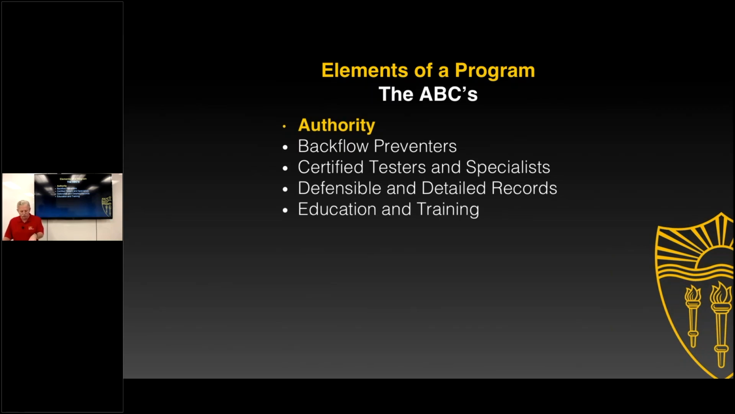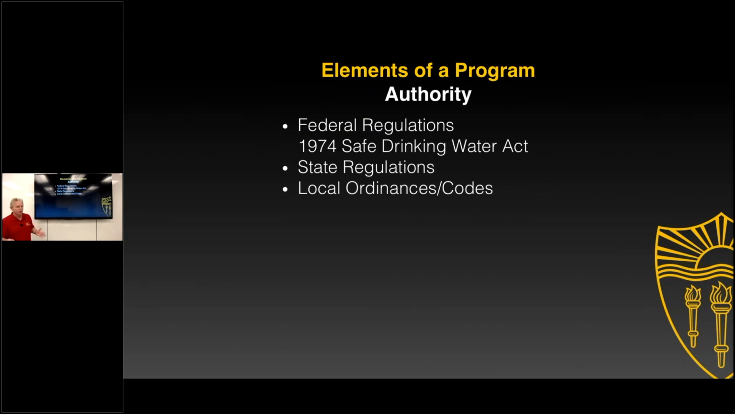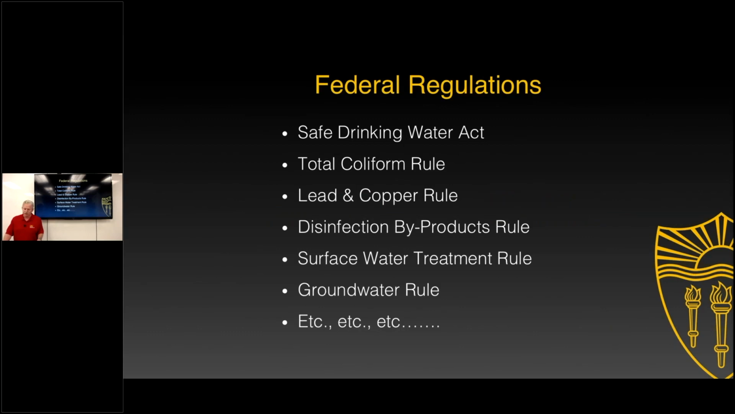In order to have authority, we want to sort of trace how authority works. We look at the federal regulations that are in place, the state regulations, and then you would come down to some sort of local ordinance or codes that you're dealing with locally. But we're going to concentrate today on the state regulations. But I will talk about the federal regulations just for a bit.